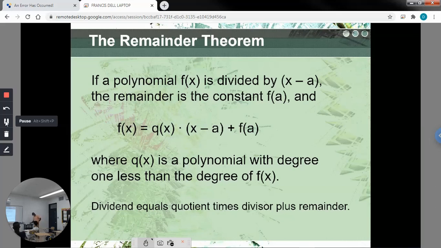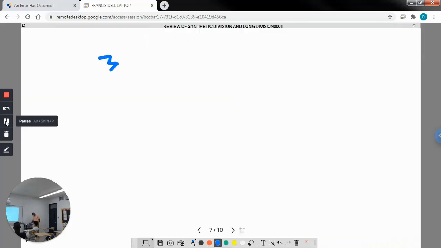But before we get to that, this is what I want you to do. 7 divided by 3. Do that. Now I can tell you a rule in math.